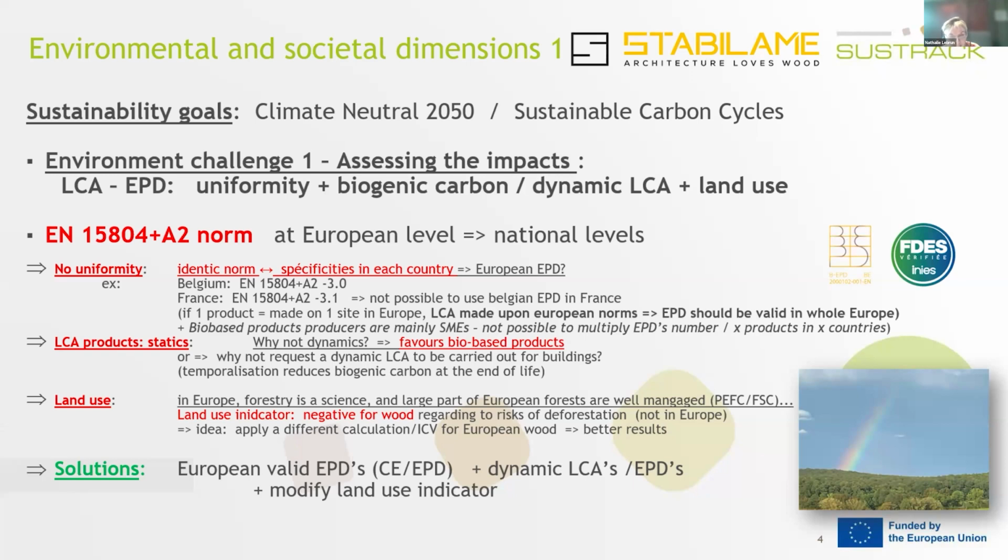The third point is about land use. The land use indicator is negative for wood regarding the risks of deforestation, which is not real in Europe. In Europe, forestry is a science, and a large part of European forests are well managed with PEFC or FSC certifications. And so the idea would be to apply a different calculation or to make LCIs for European wood. So that would get better results in the LCAs for wood.